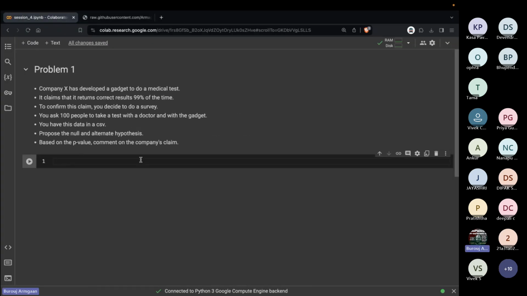Okay, so those who are not done, look for this library: statsmodels.stats.proportion. In this library, you will have a function proportions_ztest. Look this up and see if you can utilize it to answer these questions.